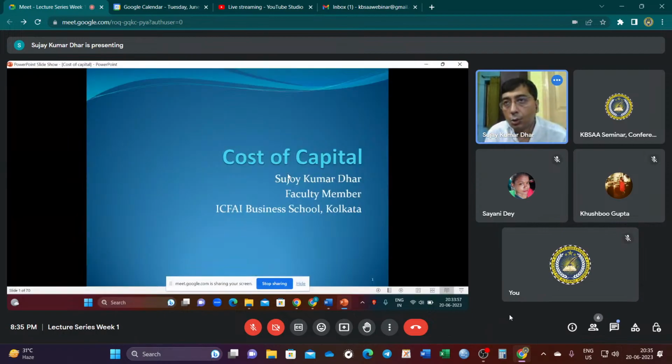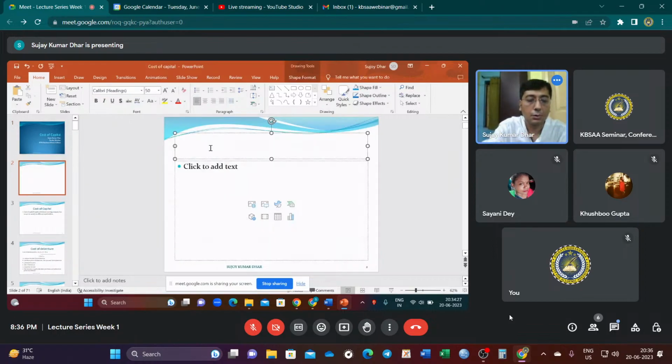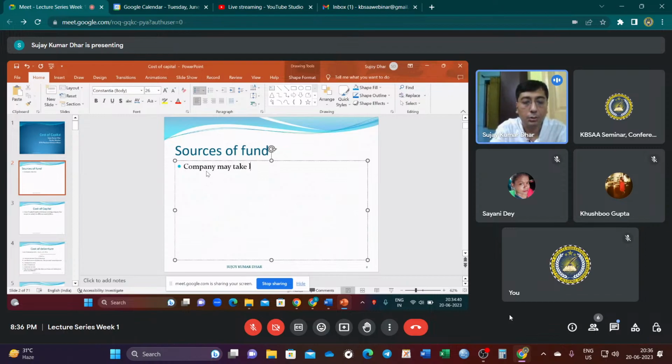Actually, if you see, when we are talking about raising the fund, a company can either take loan from banks or company can raise fund by issuing shares. So let me just jot it down. Sources of fund: company may take loan from banks or it may go for public issue.